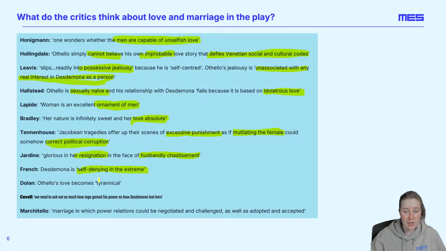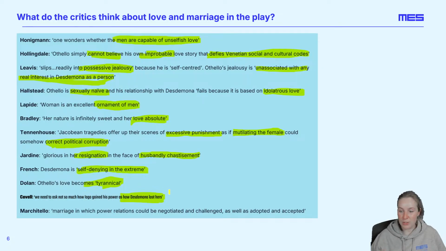Dolan describes Othello's love as tyrannical, so like a tyrant. That makes sense for talking about power and love, or as M11 said, dominance, for example, or love to power, absolutely. Men's role within marriage. Cavell says that we need to ask not so much how Iago gained his power as how Desdemona lost hers. So this idea of why was she so easily able to lose the power and fixation that Othello had for her.